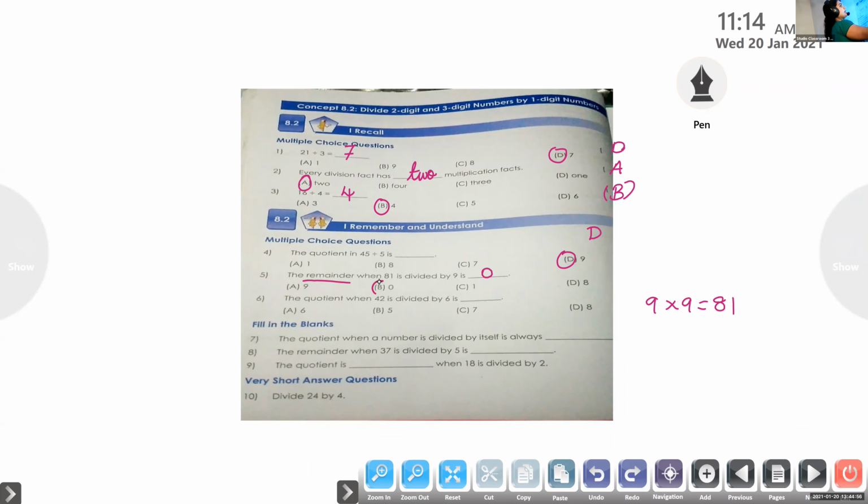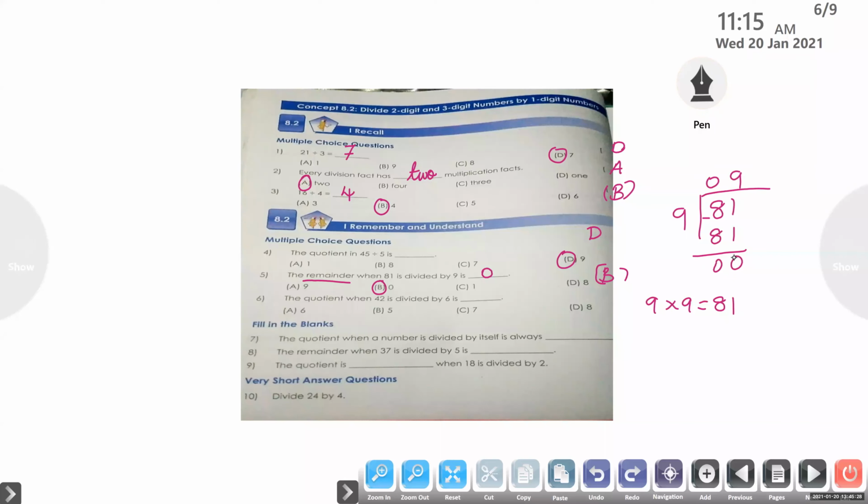Option B. What I will show you, 81 divided by 9. 8 is less, so you have to put a 0. Now you can divide 81. 9 9s are 81. Subtraction, 0. No more digits to bring down, so you can stop the division. What is the remainder here? 0. So if the dividend is coming in the table of the divisor, the remainder will be 0.